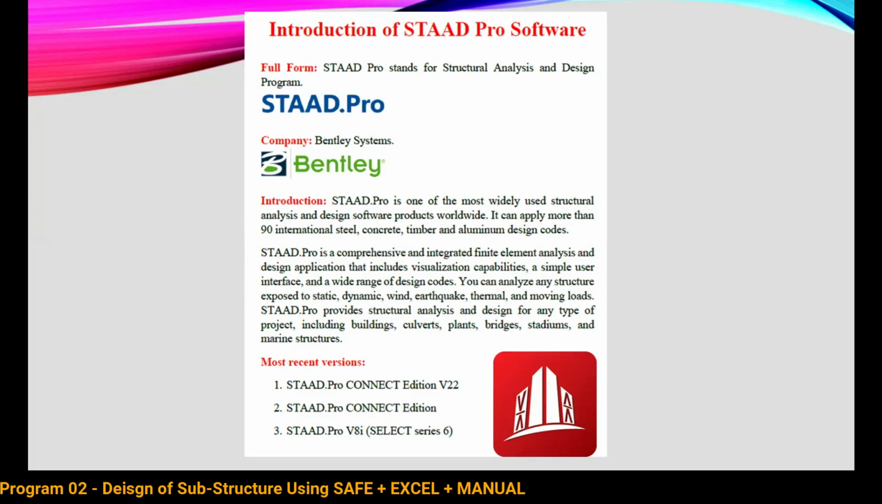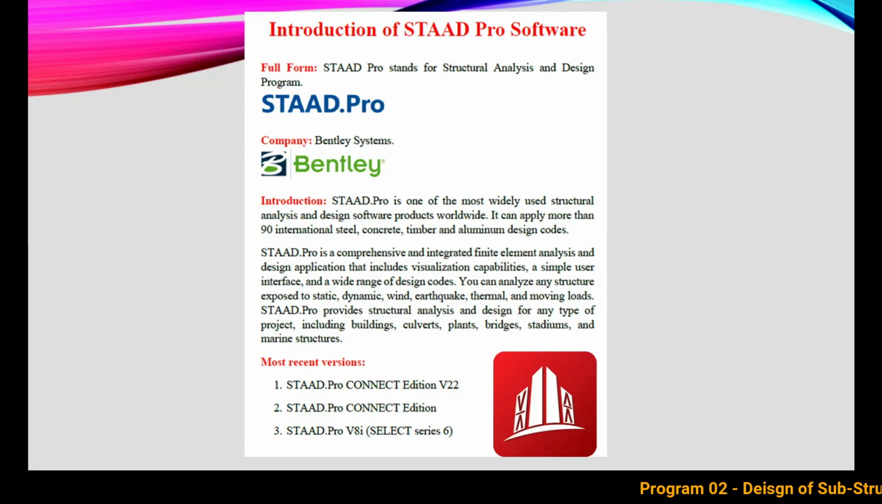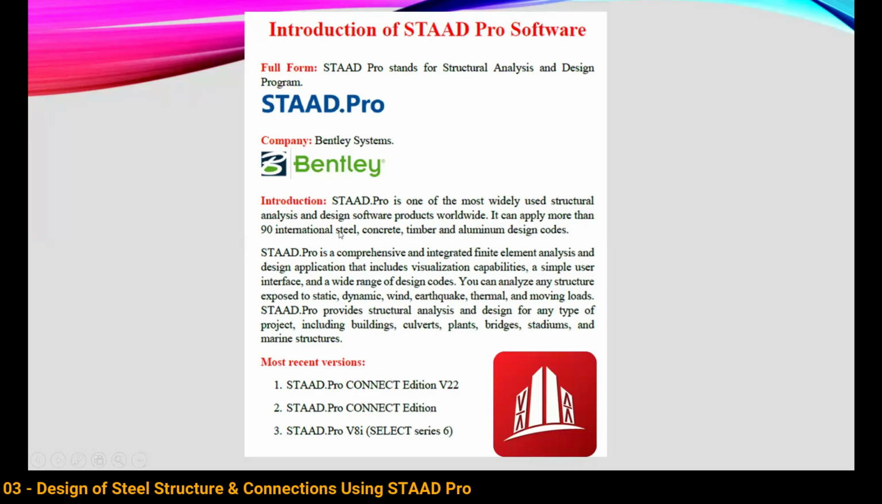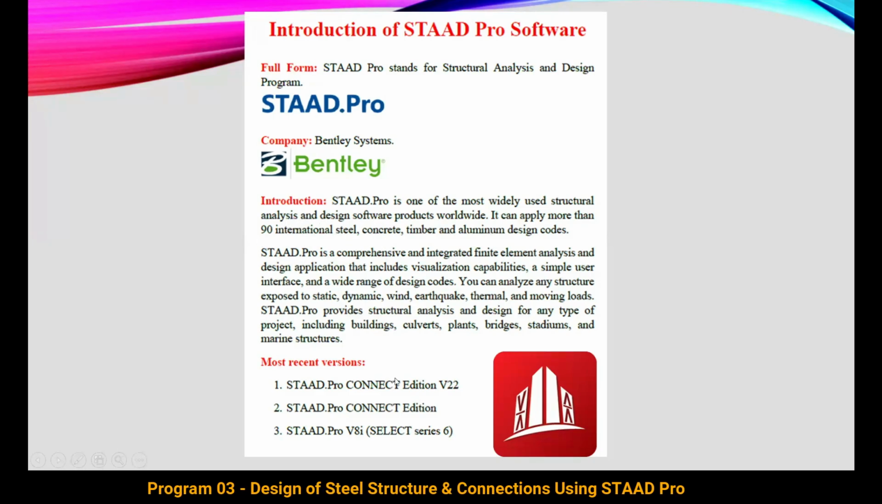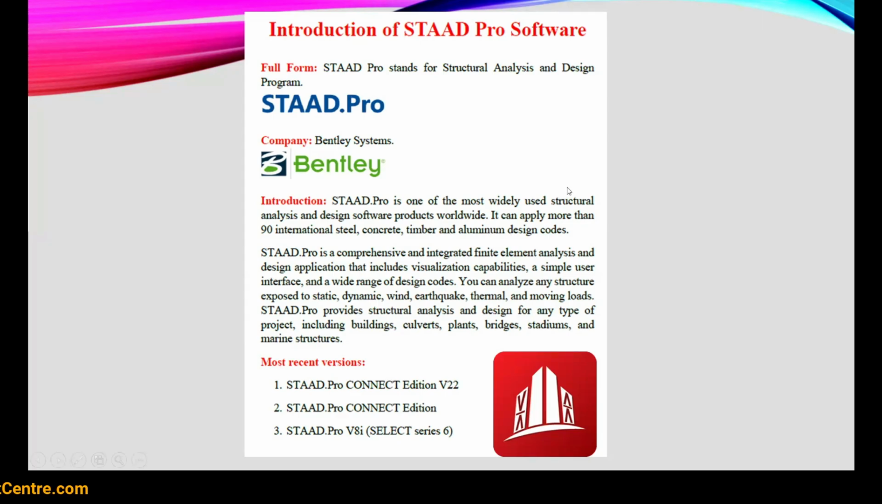We can apply more than 90 international codes, and it can be used to design any kind of structure, whether it is subject to static, dynamic, wind, earthquake, thermal, or moving loads, and it is used to design buildings, culverts, and plants. So all kinds of structures can be designed using STAAD Pro, and all kinds of load can be applied on it. There are various versions of STAAD Pro, and we have the latest version available, STAAD Pro Connect Edition 2022, and we are going to use this latest version for our next steps.